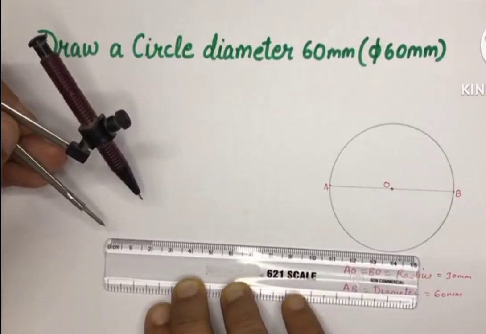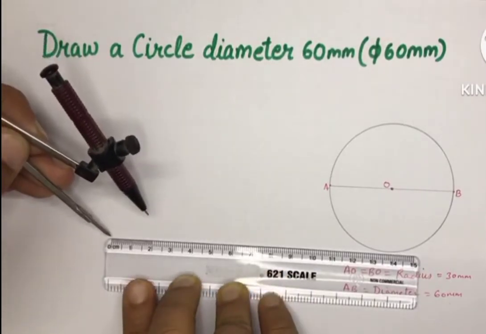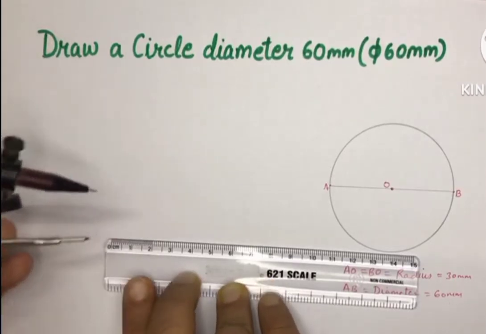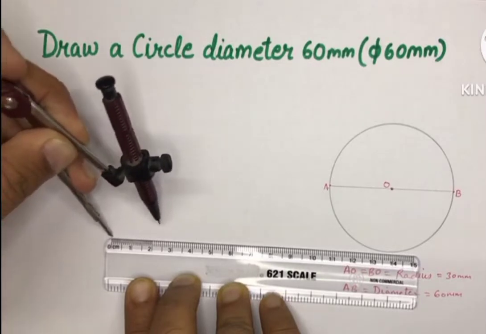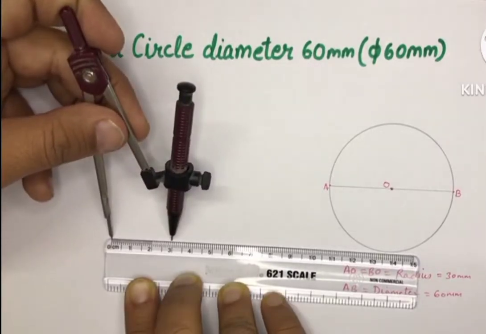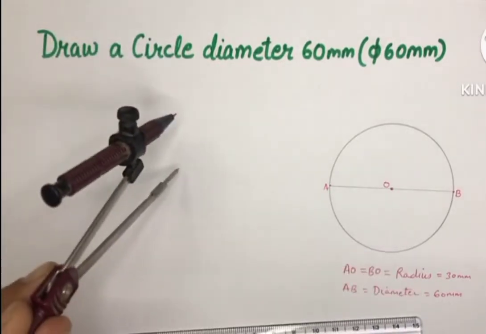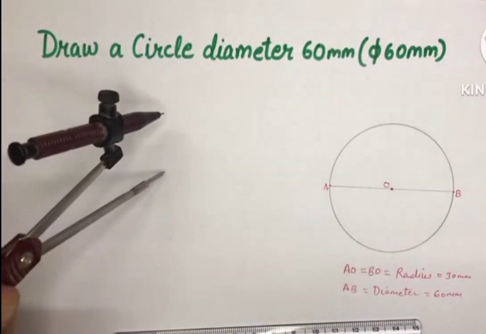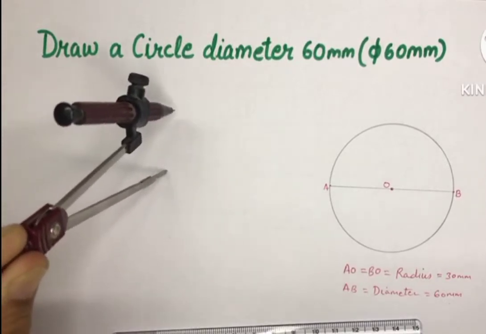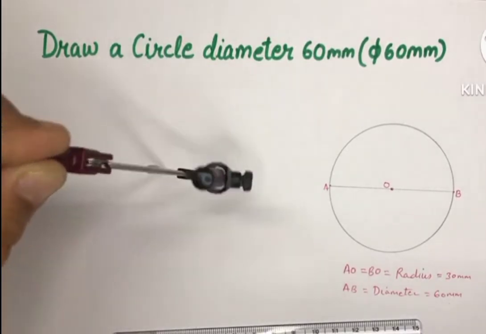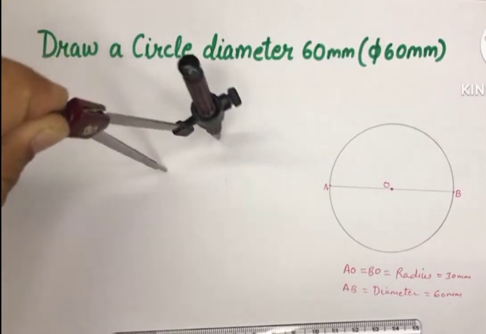Take measurement 30 millimeter, placing the compass needle on 0 point of scale. Take radius 30 millimeter and draw a circle. Firmly place the compass needle on the drawing sheet and draw a circle by rotating this compass.